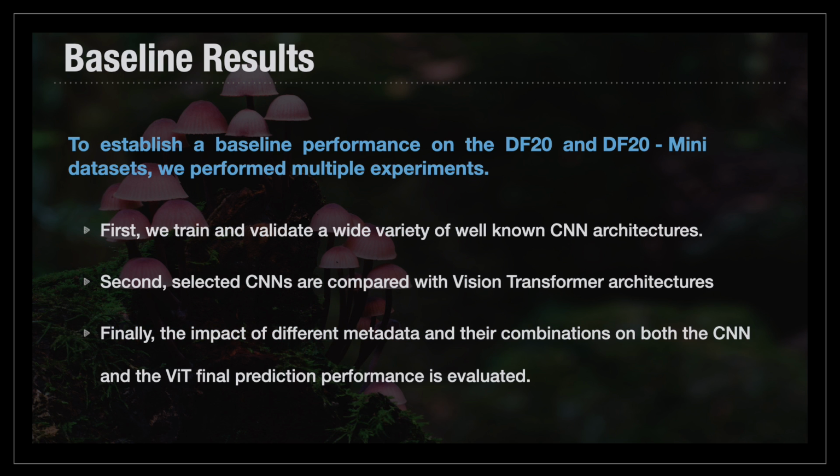To establish a baseline performance on DF20 and DF20 Mini, we perform multiple experiments. First, we train and validate a wide variety of well-known CNN architectures. Second, selected CNNs are compared with vision transformer architectures. And finally, the impact of different metadata and their combinations on both the CNN and the vision transformer architectures is evaluated.